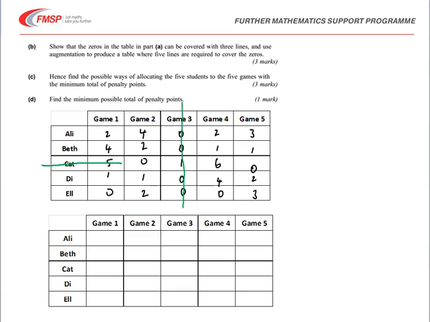One for cat's row there, and one through L there. The smallest uncovered value is now equal to 1. So we can therefore augment the table. The smallest uncovered value is equal to 1.